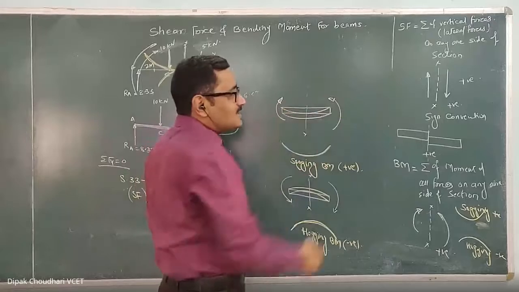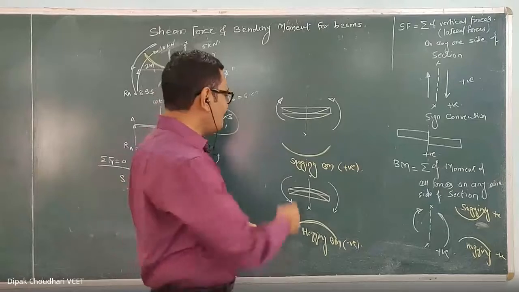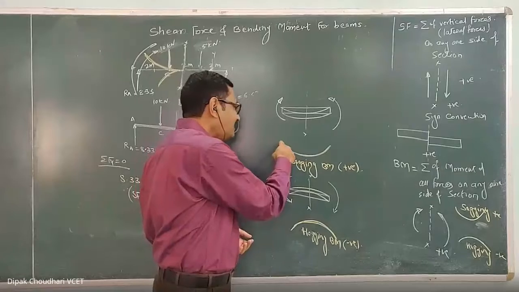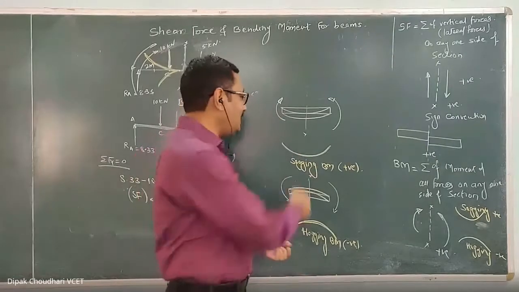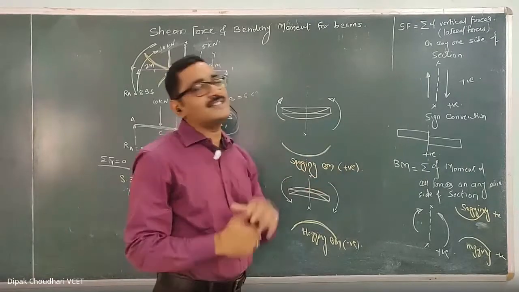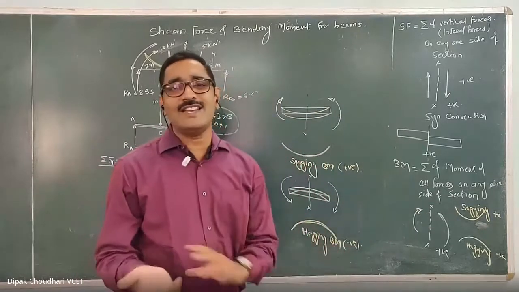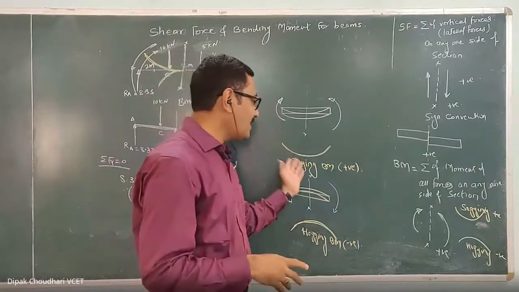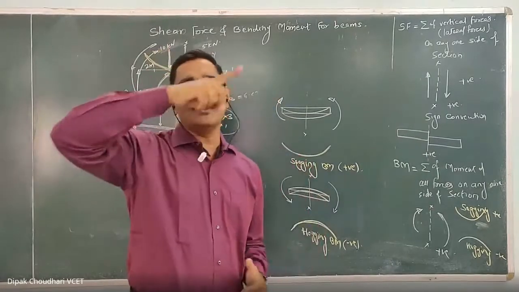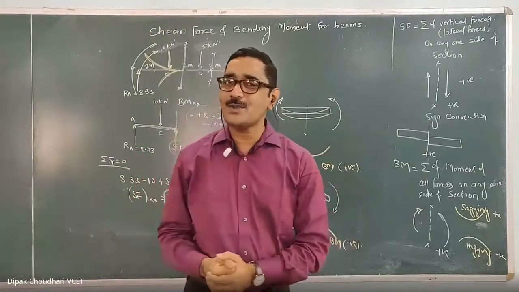Because of this positive moment, the tendency is to bend the beam concave upward. When the tendency of a moment is to bend the beam concave upward, this bending moment is known as a sagging bending moment and it is considered positive. So instead of remembering this sign convention of clockwise and anti-clockwise, I suggest remembering this: if the tendency of a moment is to bend the beam concave upward, like a smiley face, it is known as a sagging bending moment and considered positive.